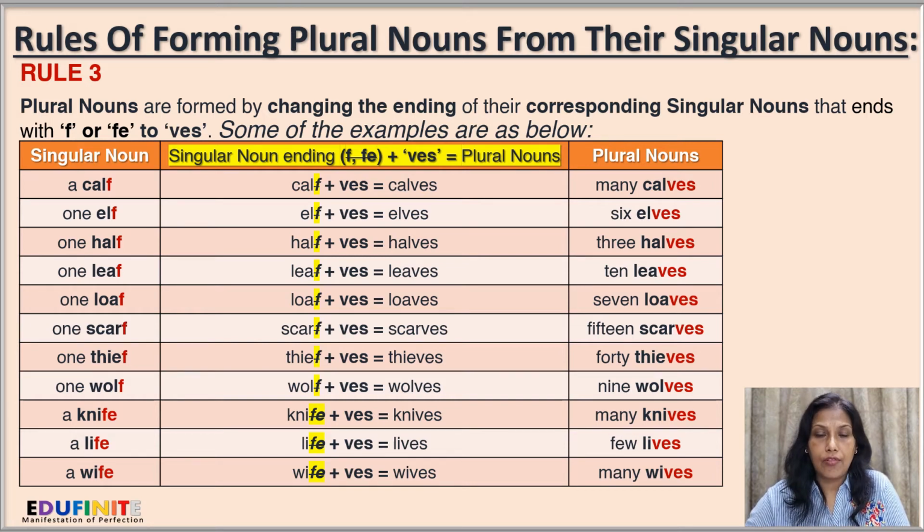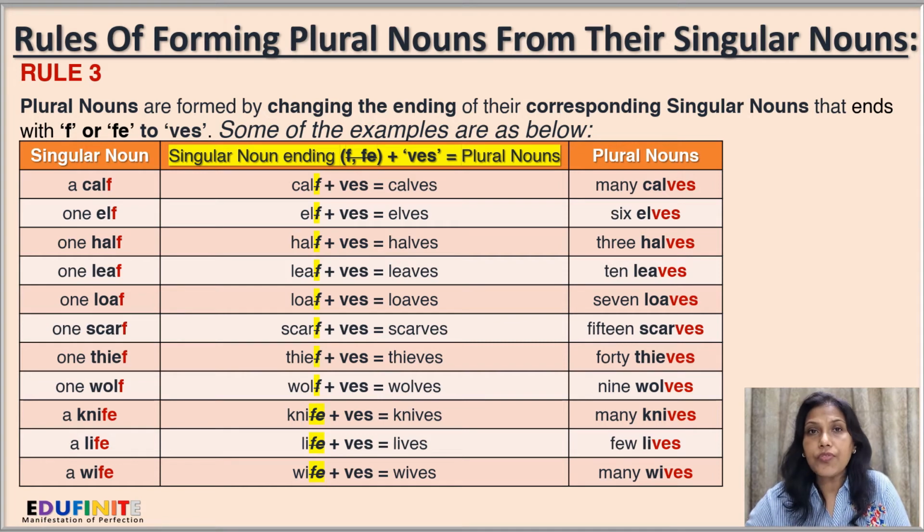Similarly, one elf that ends with f. We remove that f and we add ves to it to make it elves. That's the plural form, so 6 elves. Similarly, each and every word like half, leaf, loaf, scarf, thief, wolf, they all end with f. We have to remove that f and add ves to it to make their plural forms like halves, leaves, loaves, scarves, thieves, wolves.